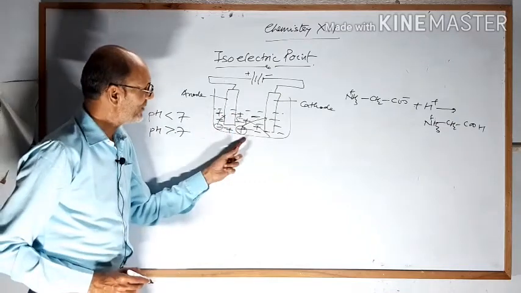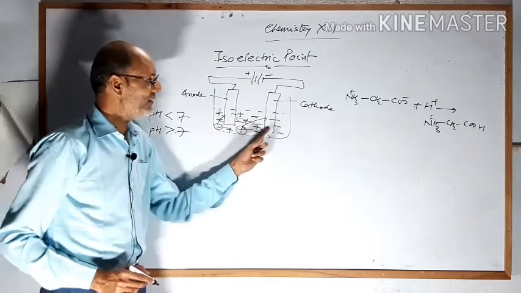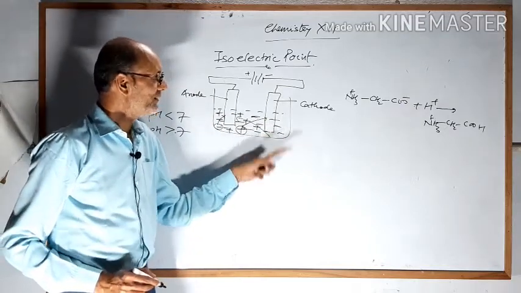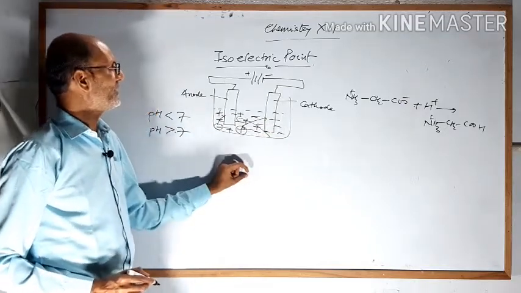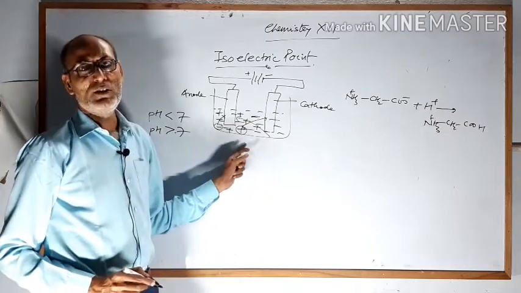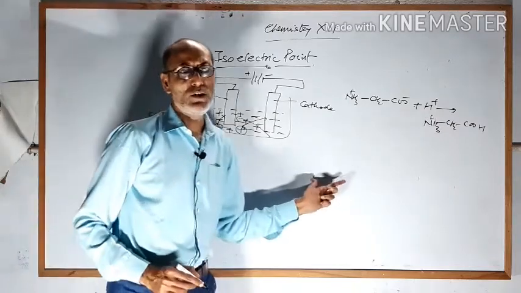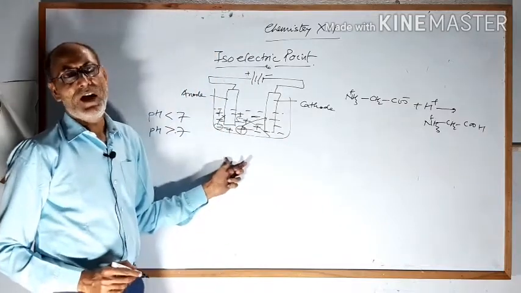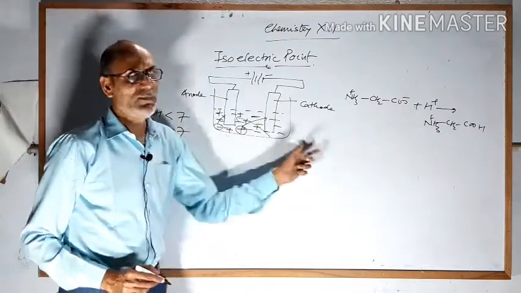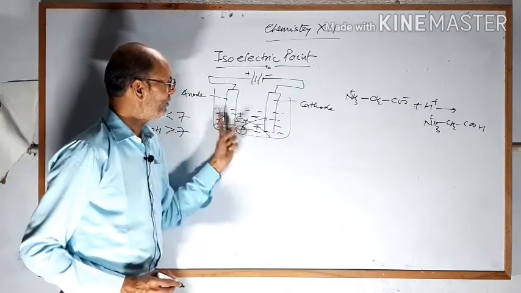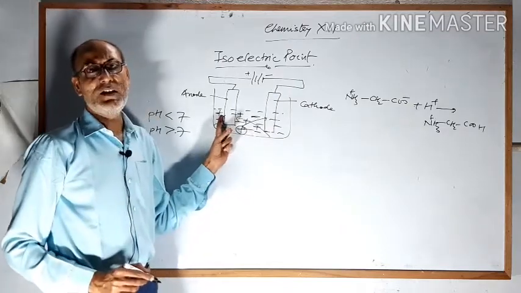At a particular pH the migration of the ions of amino acid in the solution will stop. That pH is indicated for that amino acid as the isoelectric point. उस pH वैल्यू को, जिस pH वैल्यू पे अमीनो एसिड के कोई भी आयन किसी भी इलेक्ट्रोड की तरफ migrate नहीं करेंगे, that will be called isoelectric point.